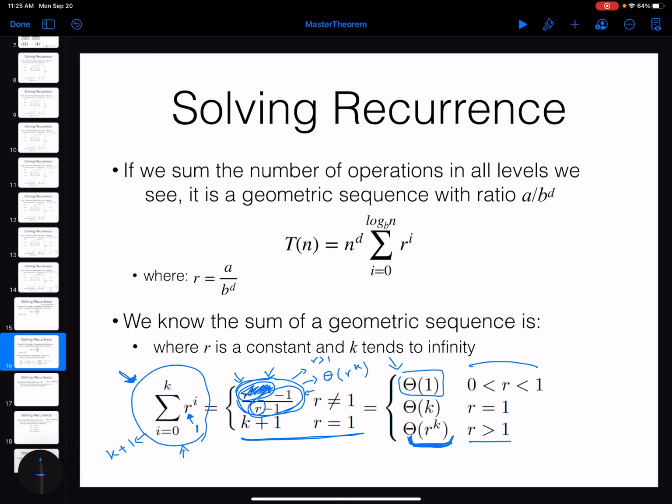This is going to be equal to theta of R to the power of k in case R is greater than 1. And if the ratio is equal to 1, this one is the simplest case. This is going to be equal to k plus 1, so it's going to be theta of k.